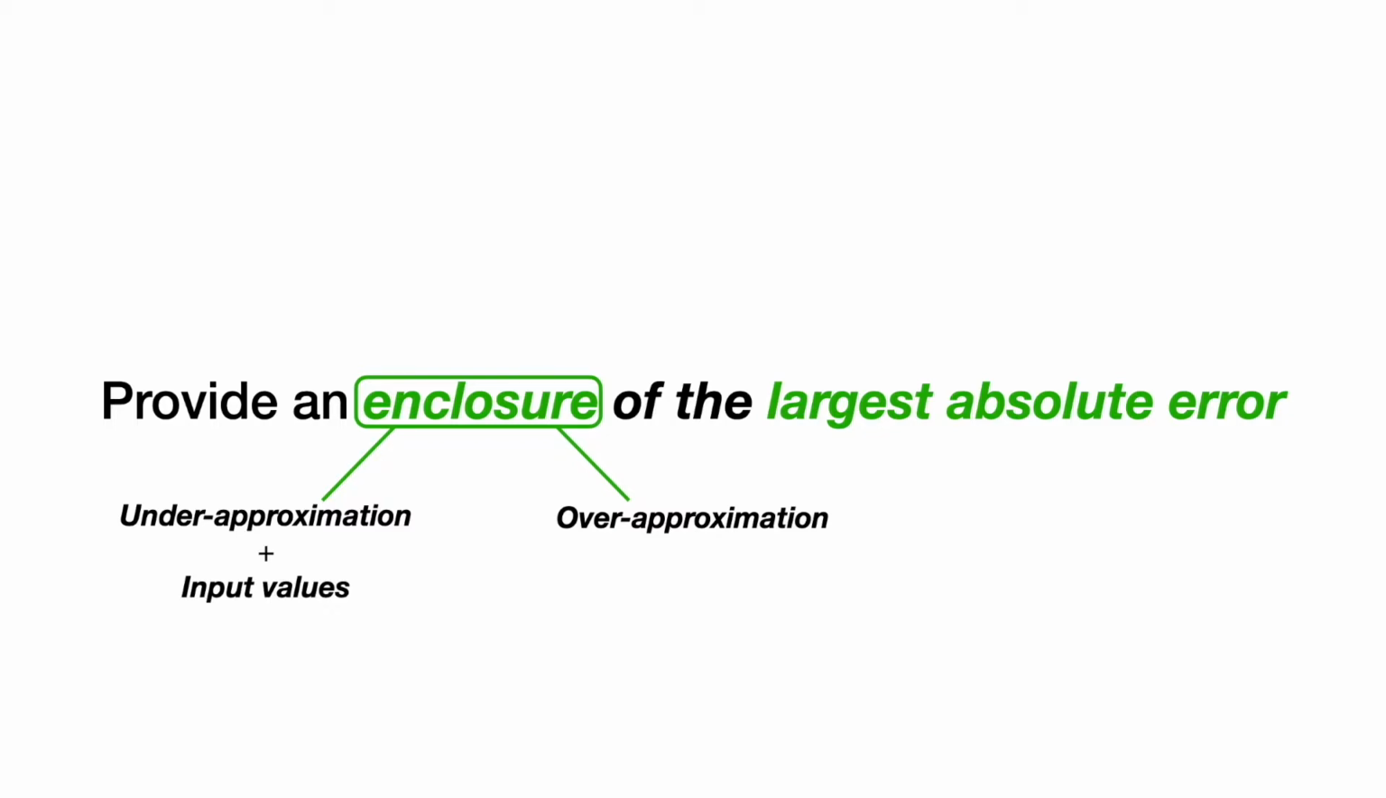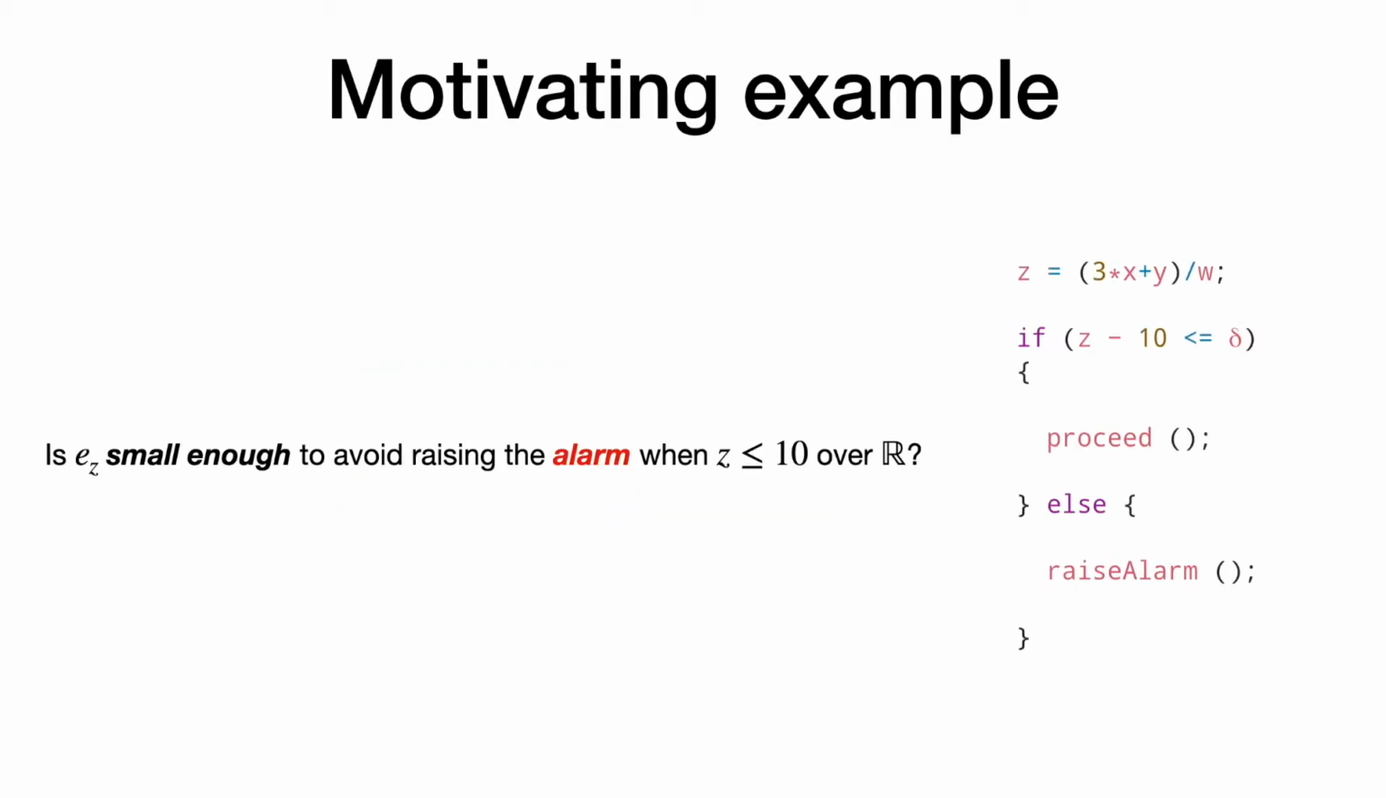But let's see a motivating example on how it happens in practice. If you consider the following piece of code on the right, first, we compute an expression from 3 input variables and store its result in a variable z. Then, we have a classical control command code, where in the then branch we will proceed as usual, whereas in the else branch we will raise an alarm, because the computation of z has produced some errors. Note that in the conditional we have a variable delta. It is a variable manually set by the programmer that represents the tolerance to errors.